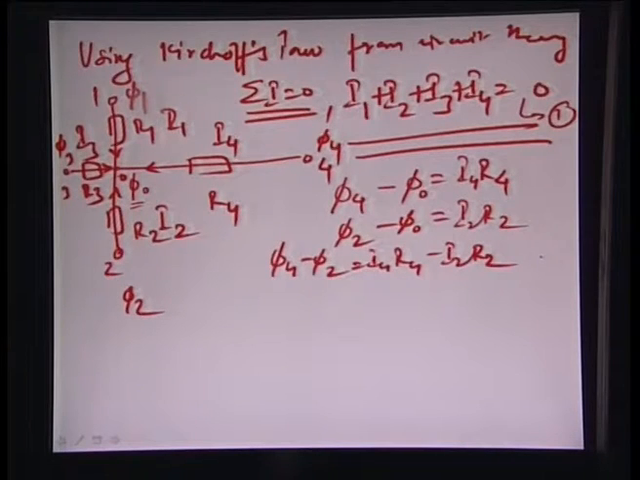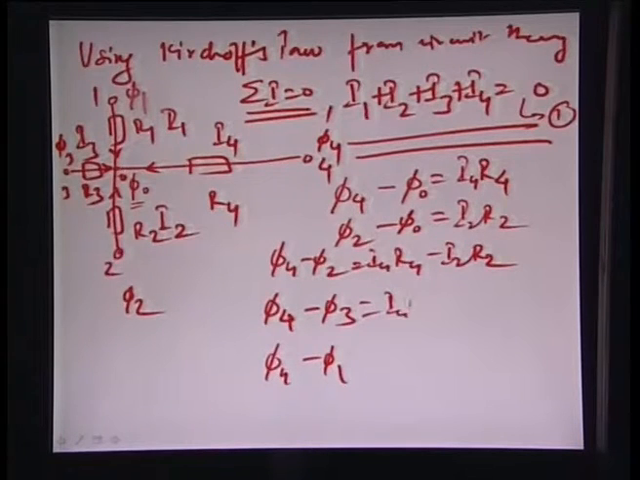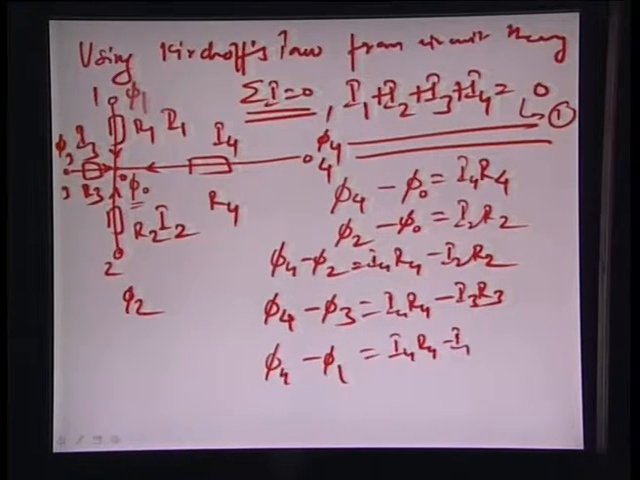All right. We also assume in an identical manner phi 4 minus phi 3 and phi 4 minus phi 1 to be I 4 R 4 minus I 3 R 3 and I 4 R 4 minus I 1 R 1. Let us call these equations 2, 3 and 4 respectively.